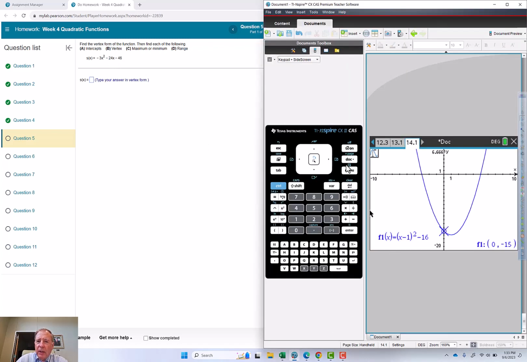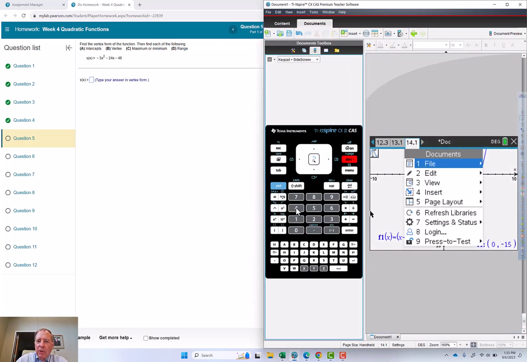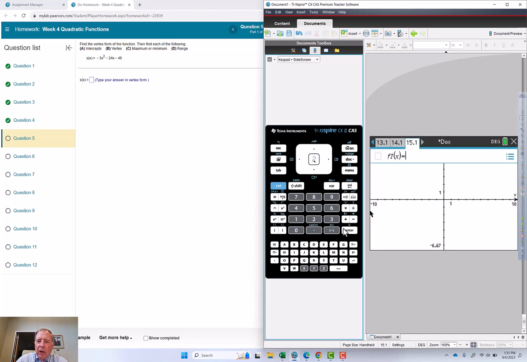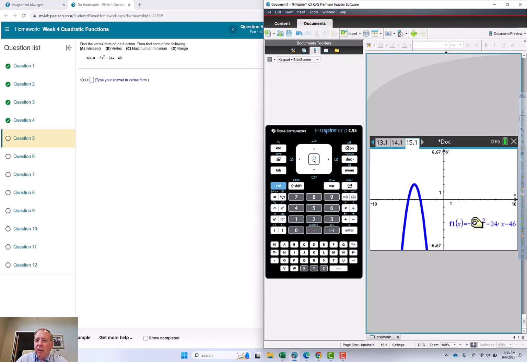and graph this. Doc for documents, 4 for insert, 1 for problem, 2 for a graph. Negative 3x squared minus 24x minus 46. So we have a downward facing parabola because we've got a negative in front of the x squared.